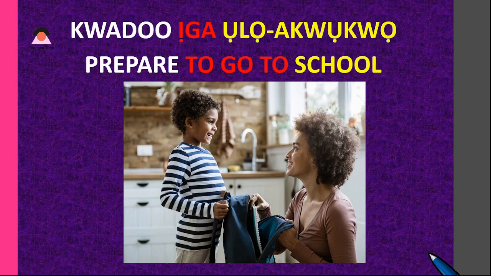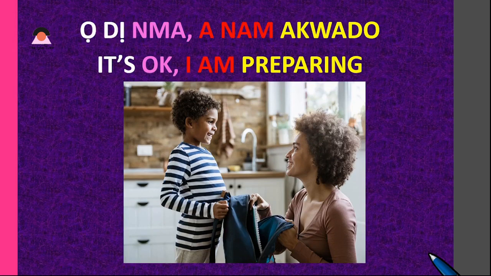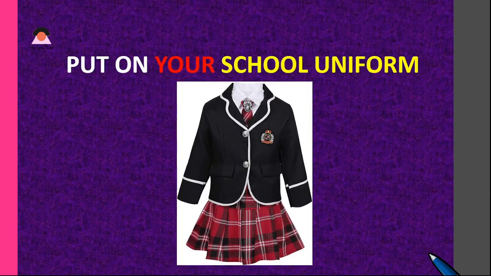Having said this to the child, what will the child say? He said, it's okay, I am preparing. In Igbo, that means ọ dị mma, ana m akwado. Ọ dị mma, ana m akwado. It's okay, I'm preparing. Let's continue the conversation from home.